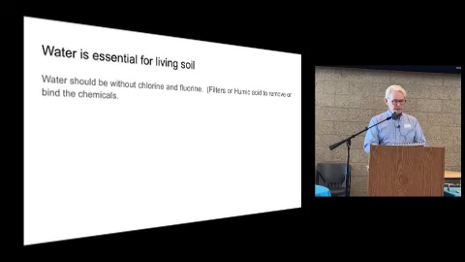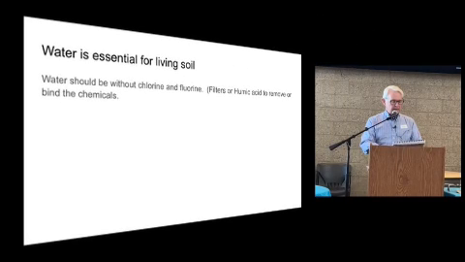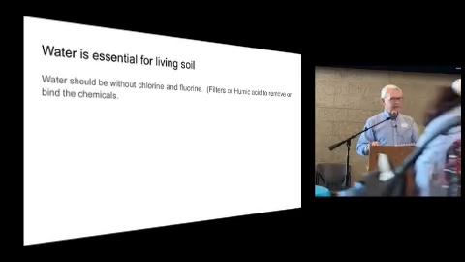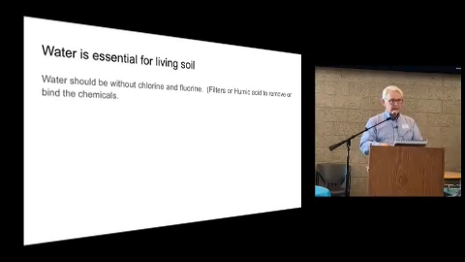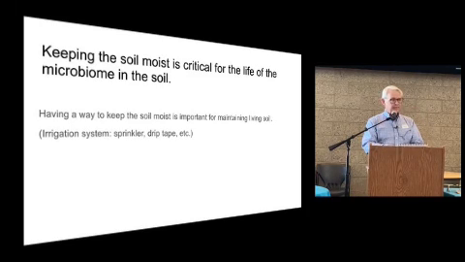Water is essential for living soil. Water should be clean without chlorine or fluorine. If you only have chlorinated or fluoridated water to use, then you need to use filters or humic acid to remove and bind the chemicals. It's important to maintain soil moisture. I know with many irrigation systems, we have a tendency to only put the water right where the plant is. But in order to be able to maintain a strong microbiota in the soil, we have to be able to have moisture throughout the garden.